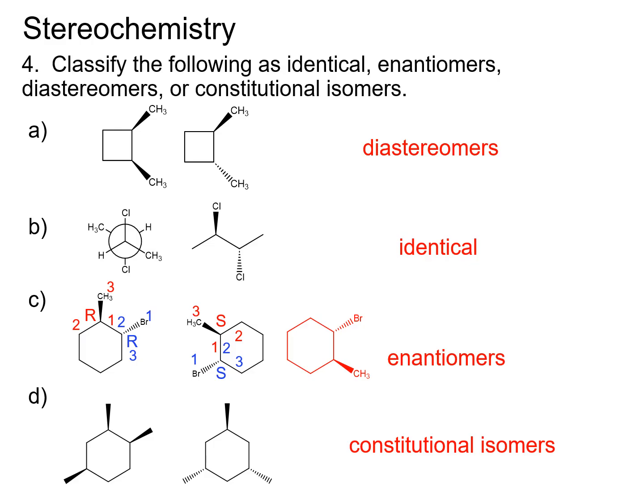Now, you could go ahead and assign R and S if you wanted to here, but that's not going to help you compare them because in order for you to assign and compare R and S, they have to be stereoisomers. If they're not connected the same way, that information isn't relevant when you're comparing.